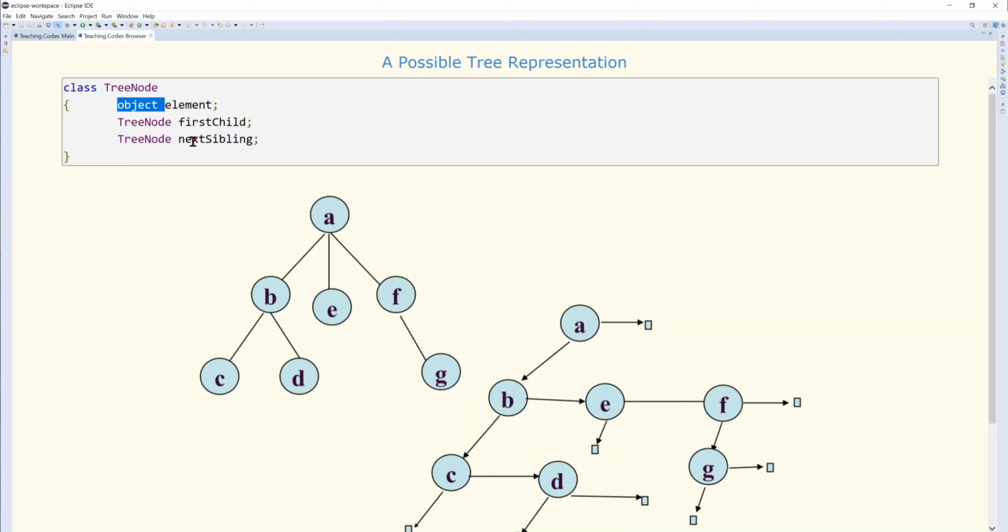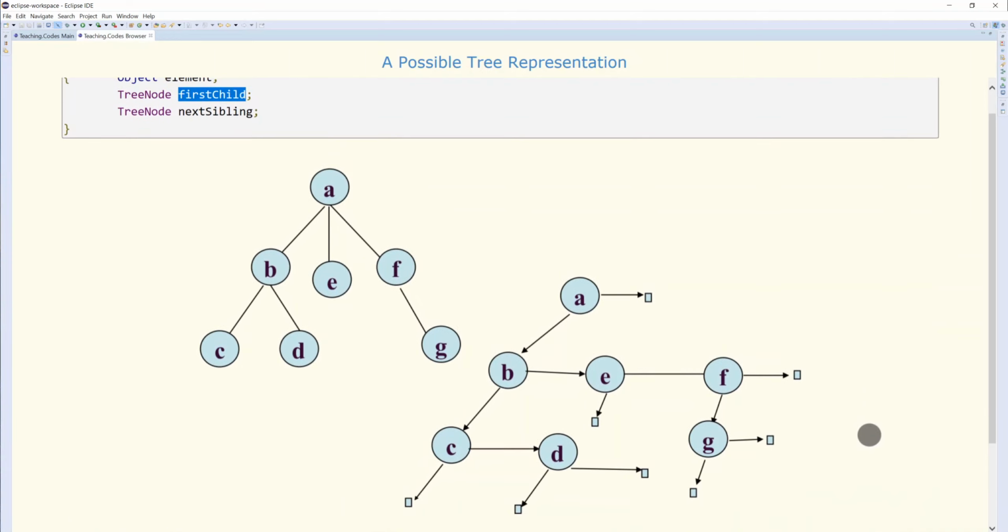Now, for the other two fields, the first one is the pointer to the first child. But I could have a variable number of children. Therefore, I don't have links to the second, third, whatever. Instead, everyone has a pointer to the next one. So you have a tree like this. A has children B, E, F. B has C and D. F has G. E has no children. You represent it with a graph like this.